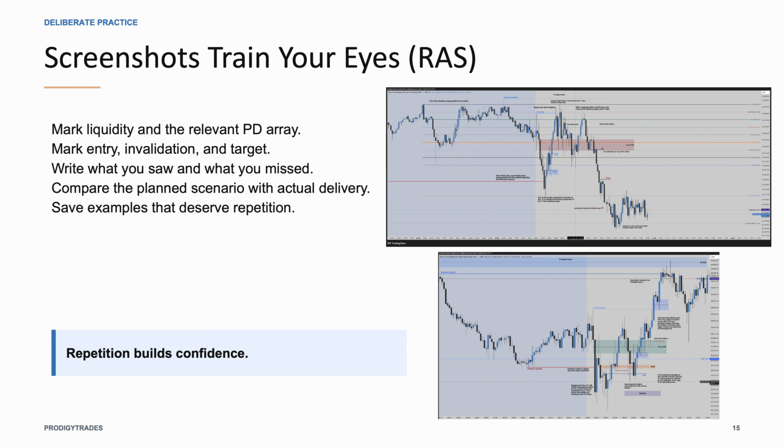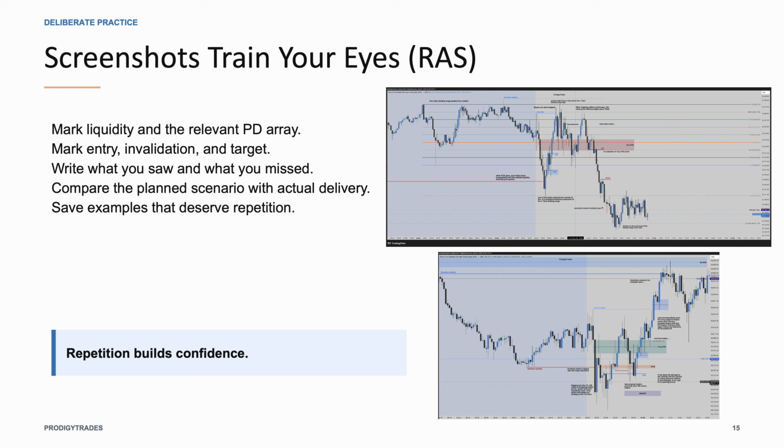For me, screenshots and annotations are the most valuable part of the entire system because they train my attention. I mark out the liquidity, the relevant PD arrays, my entry, exits, partials. I write down what I saw, what I missed, and then I compare the scenario I planned with the delivery that actually occurred.